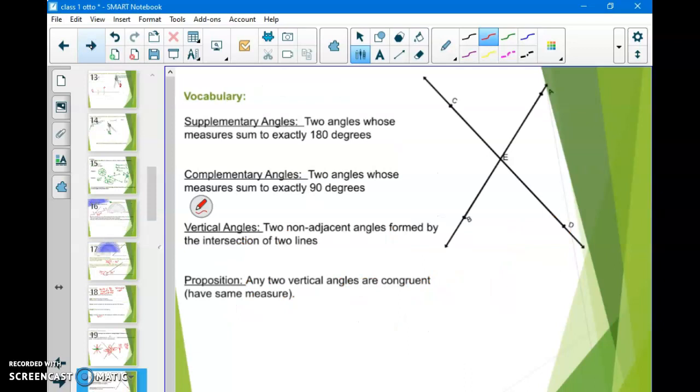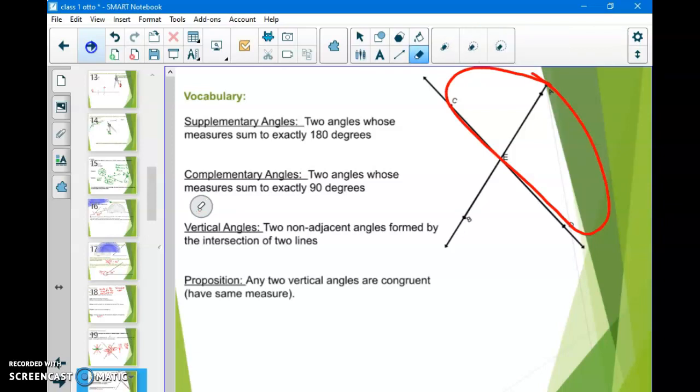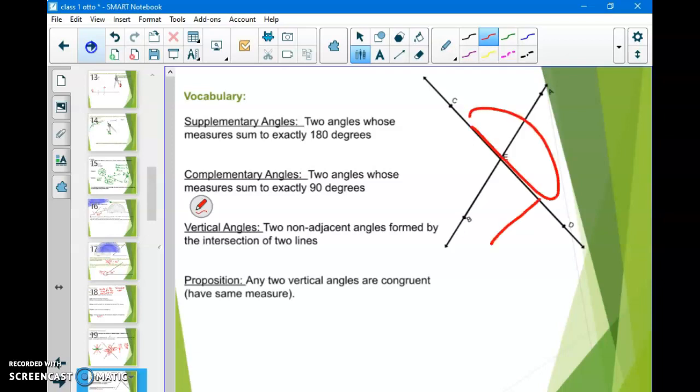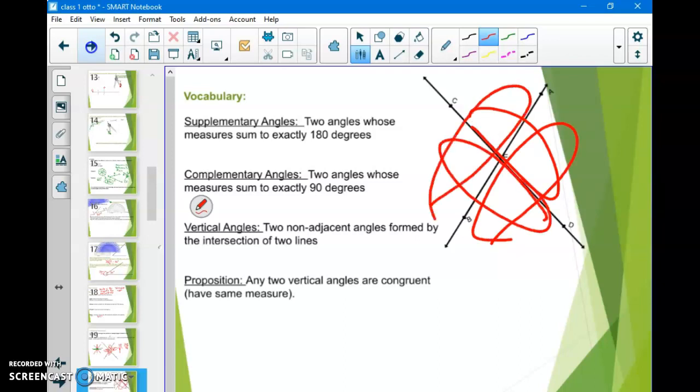Supplementary angles. Two angles that add up to 180 degrees. Anytime two lines cross, you're going to get a pair of supplementary angles, because we know a straight line makes 180. Anytime lines cross, you get two angles that add up to 180. So here are 180, there's supplementary, there's supplementary, there's supplementary, all of them are supplementary.